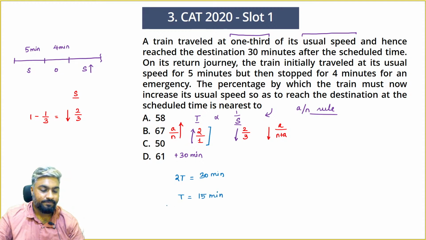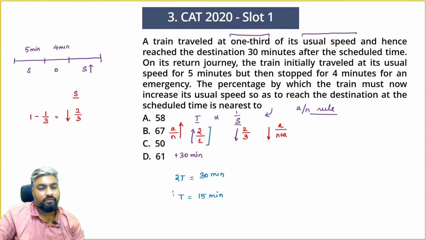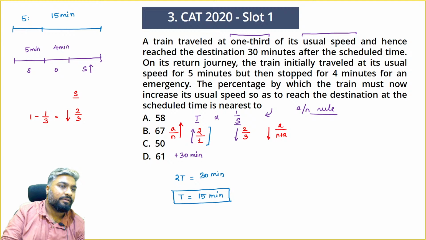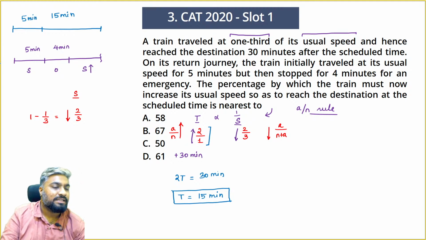Got it, everybody? So I found out with the help of the a by n rule that my usual time is 15 minutes. Now go back here. My entire journey should be finished in 15 minutes. Out of the 15 minutes, the first 5 minutes was normal, nothing happened.